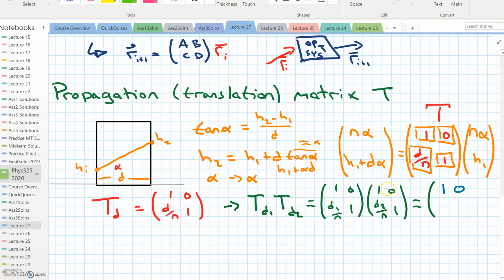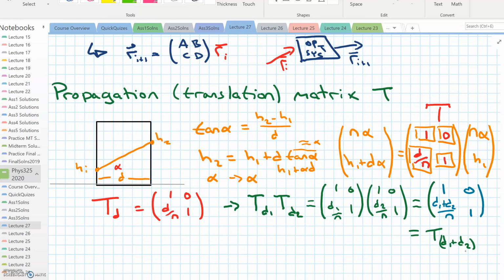The third component is going to give us d1 over n times 1 plus 1 times d2 over n, which is looking pretty good, because that's going to give us d1 plus d2 over n. And the second component is 0 times d1 over n. So it's 0 plus 1 times 1. And that'll give us a big fat 1. And this is just a translation for a total distance of d1 plus d2. Great. So it's believable, at least.